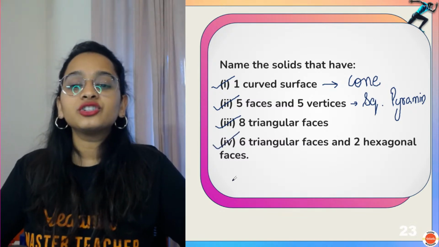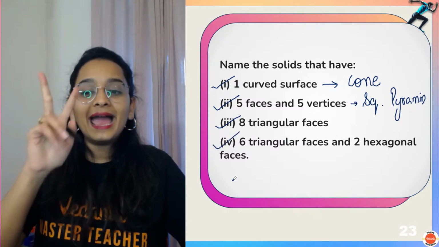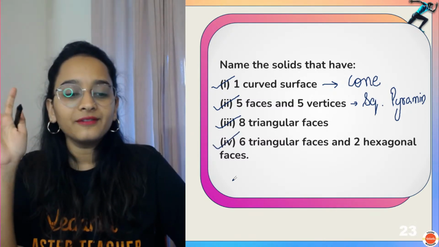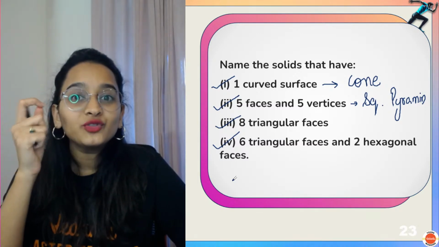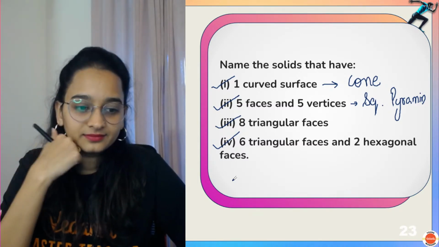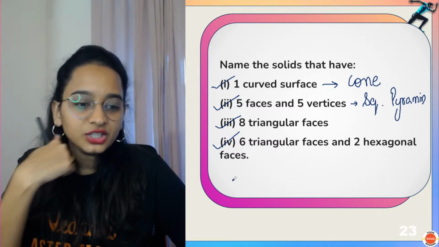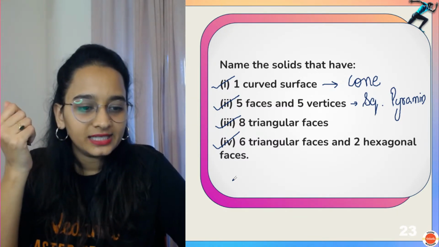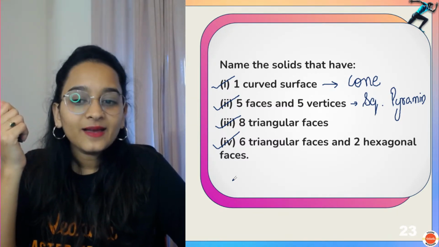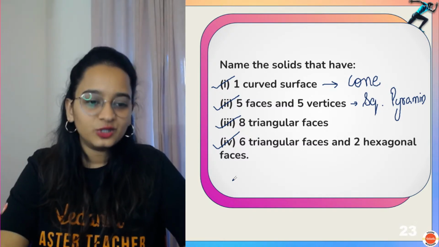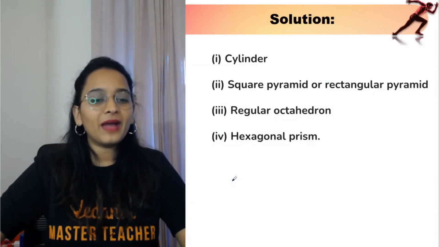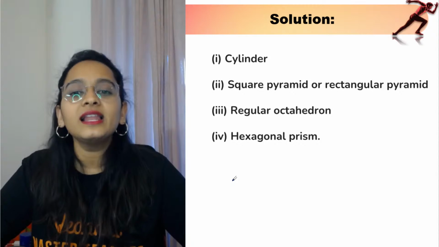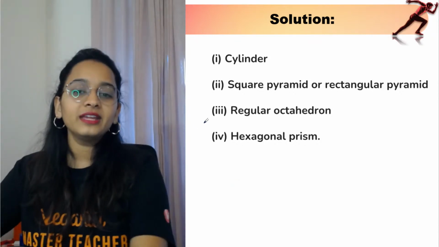Okay. 6 triangular faces and 2 hexagonal faces. What kind of shape will this be? You said pyramid only. Okay, okay, Anjali. Hexagonal prism. Yes, you are right, Satya Pratap and Prem Singh. It's a hexagonal prism. Very good.